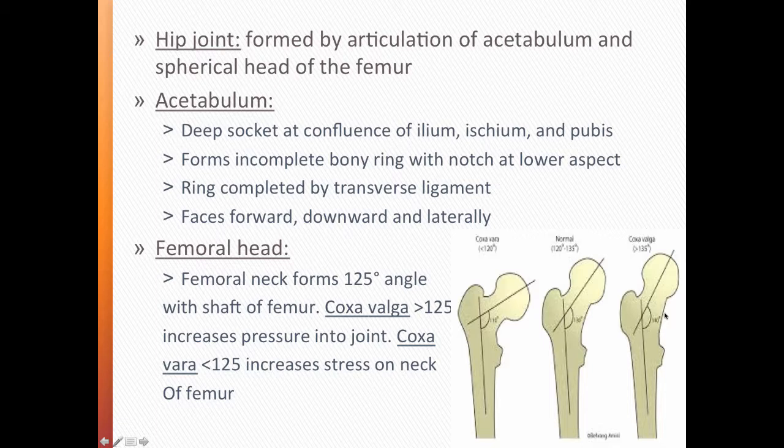So that's going to put increased pressure on the joint. So that's going to put pressure into the acetabulum. And those people will wear down that acetabulum quicker, become osteoarthritic there. And then coxa vara is where you have less than 125 degrees. So that shows, I think, that looks like 115 here. So that's going to put more pressure on the neck here. And so that's going to be more likely to shear off here or break off here.